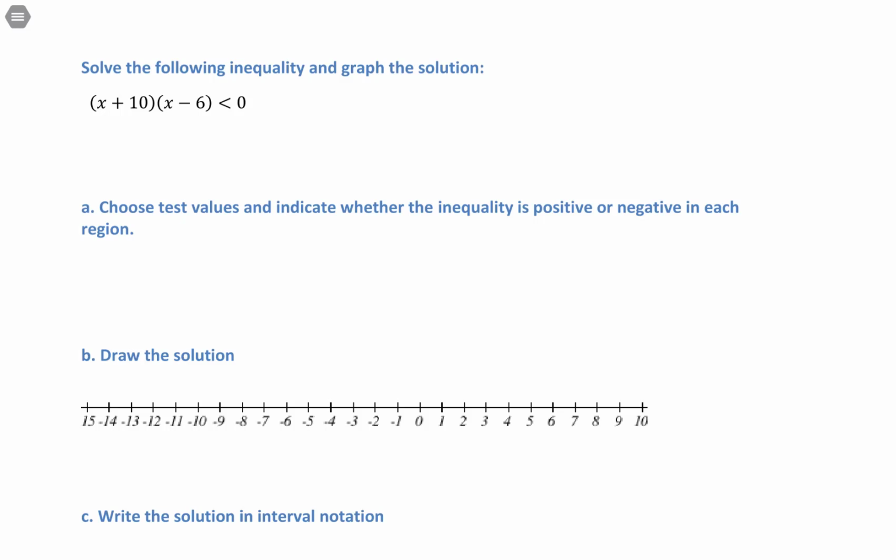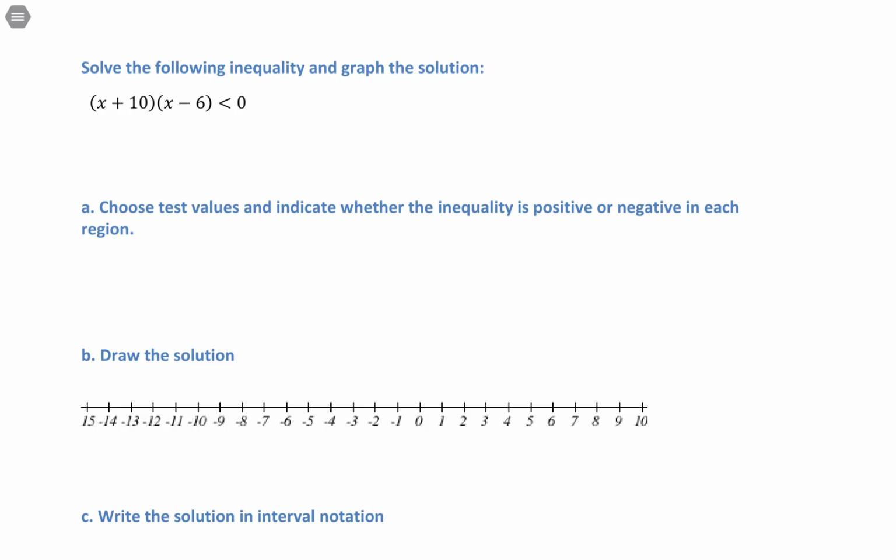Solve the following inequality and graph the solution. So here we have a polynomial inequality, and it's technically a quadratic, but quadratics qualify as polynomials. Linears do as well, but linear inequalities are easier to solve. You can pretty much solve them in the same way that you solve linear equations.